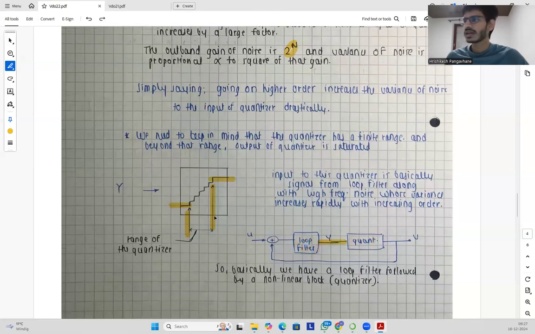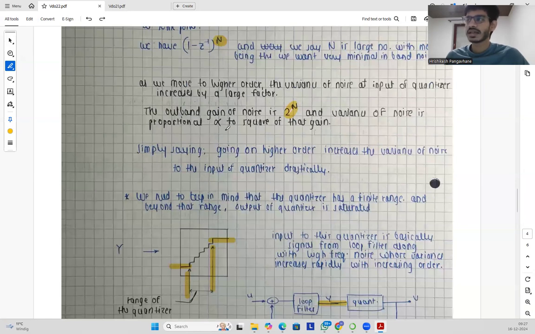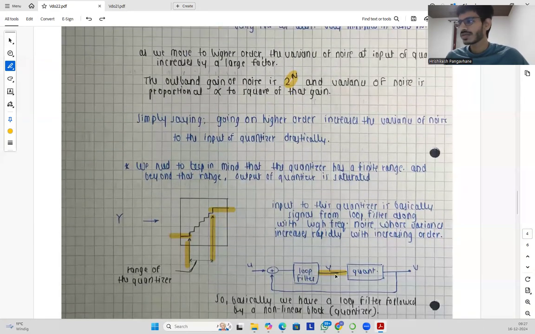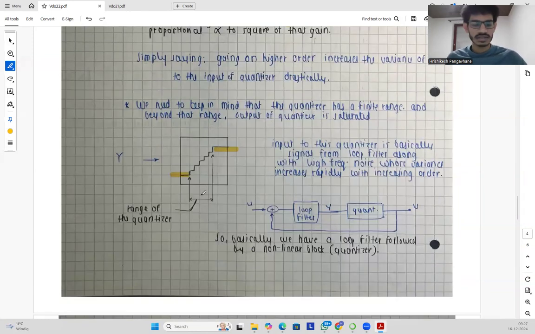And we also saw the increment in the variance of the noise which is riding over it, and we also have to keep in mind that the quantizer itself has a range, which is basically a voltage range for the input, and beyond that range, the output will be just a saturated output, which is of no use. So for our quantizer to be in a working condition, we have to keep the input in this range, and we should not let it saturate.